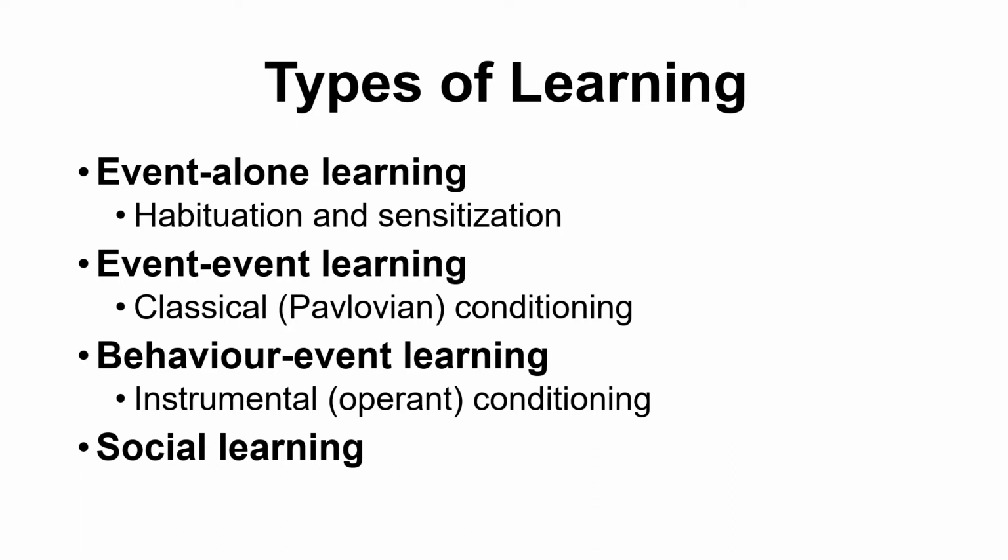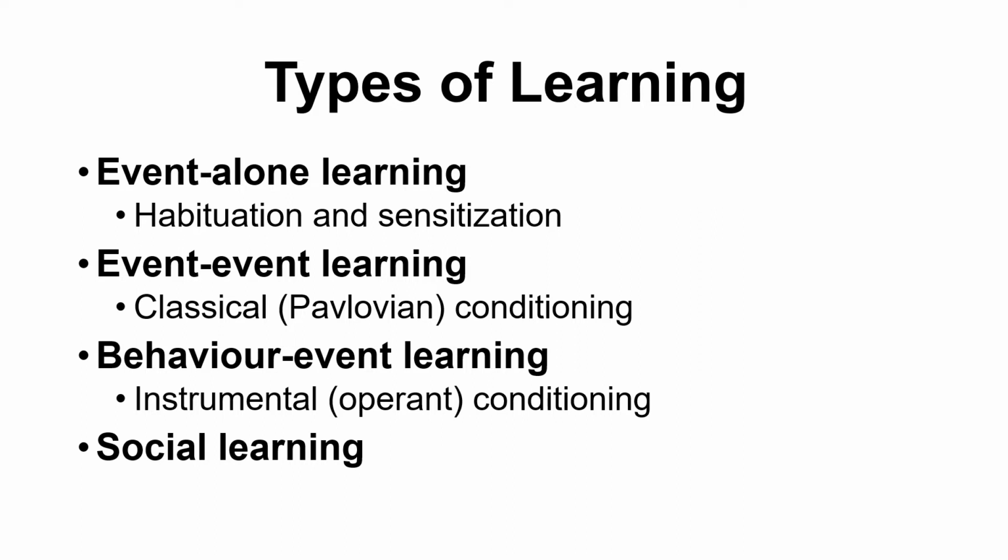These other kinds are event-event learning, so that would be classical or Pavlovian conditioning. And this is when a previously neutral stimulus ends up eliciting a response because you've learned that it's associated with some other stimulus. And we'll go through all of the terms so that these things make sense later on as we've gone through each of these sections.